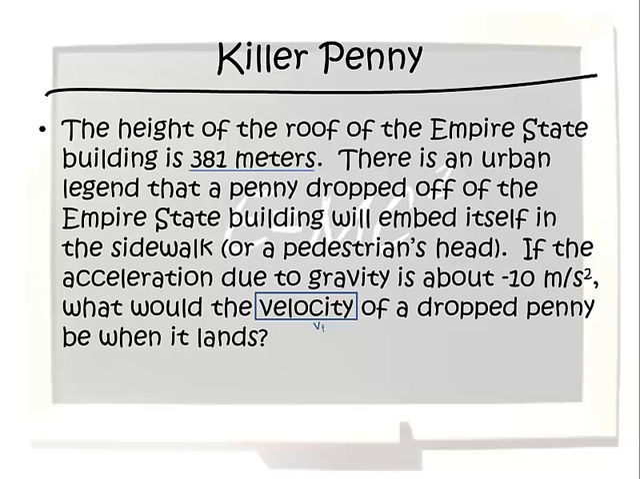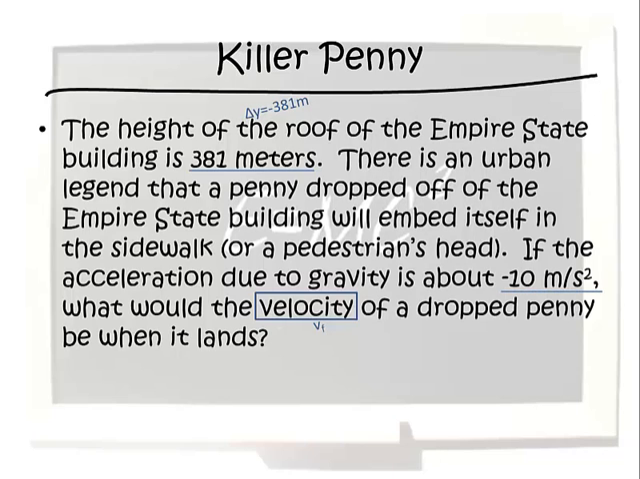The initial height, the penny starts out at 381 meters. The final height is 0 meters. The penny goes all the way to the ground. Remember, displacement is the final minus the initial. So 0 minus 381 gives us a displacement of negative 381 meters.